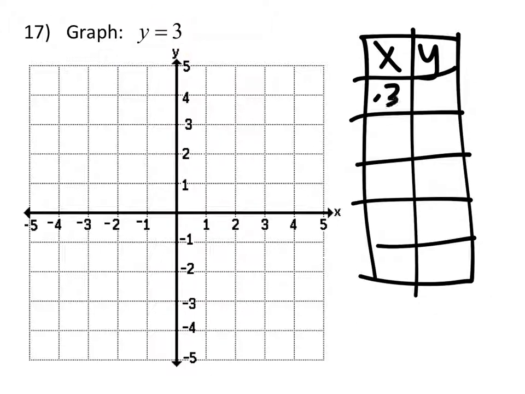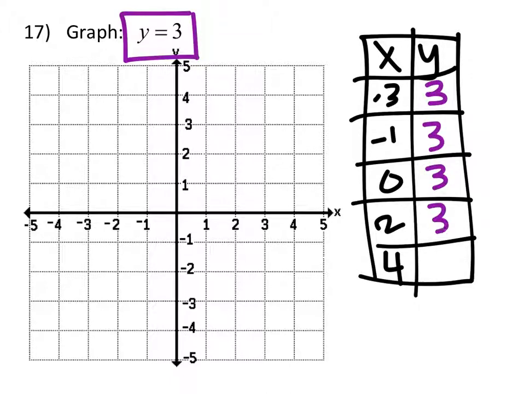Negative 3, negative 1, 0, 2, and 4 maybe. So if x is these values, then what is the y? Well, y is 3. So we're just going to put a 3 all the way through. Because y is 3. That's it. So we can put these points on here. Negative 3, 3. Negative 1, 3. 0, 3. 2, 3, and 4, 3. And we can see that's forming a line horizontally.